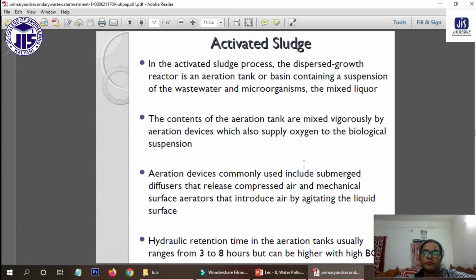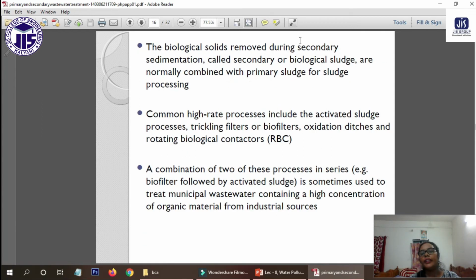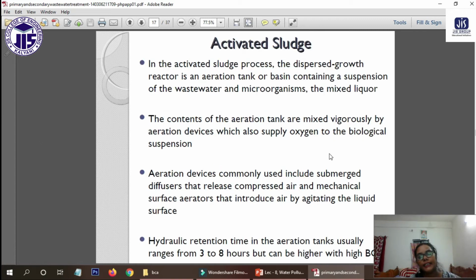So actually we have three types of process. One is RBC, that is rotating biological contactor. The second one is the activated sludge process, and the third one is the trickling filter. So these are the three processes, or three instruments, that we can use for the secondary treatment.